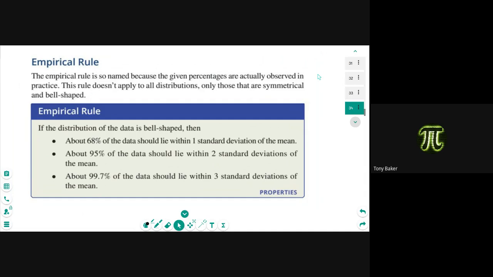All right, so the empirical rule. As long as it's a bell curve, a standard or normal distribution, 68% of all the data will be within one standard deviation of the mean. 95% of the data will be within two standard deviations of the mean. And 99.7% of all the data will be within three standard deviations of the mean.